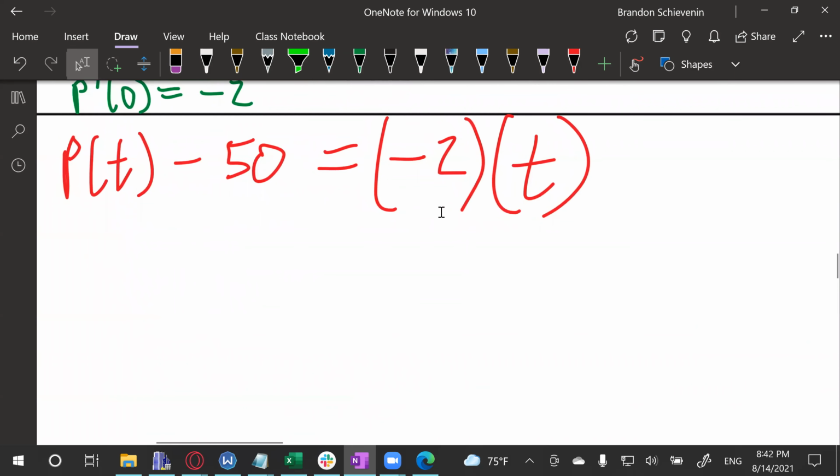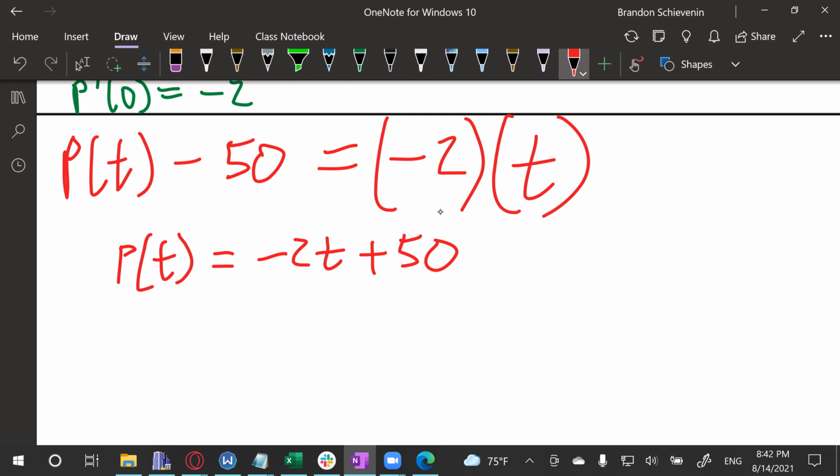Okay, I'm gonna rewrite this really quick and solve for P of t, just adding 50 to the other side. So if our estimate for P of t is -2t plus 50 using our tangent line approximation, I want to know when will P of t become less than 40 or equal to 40?